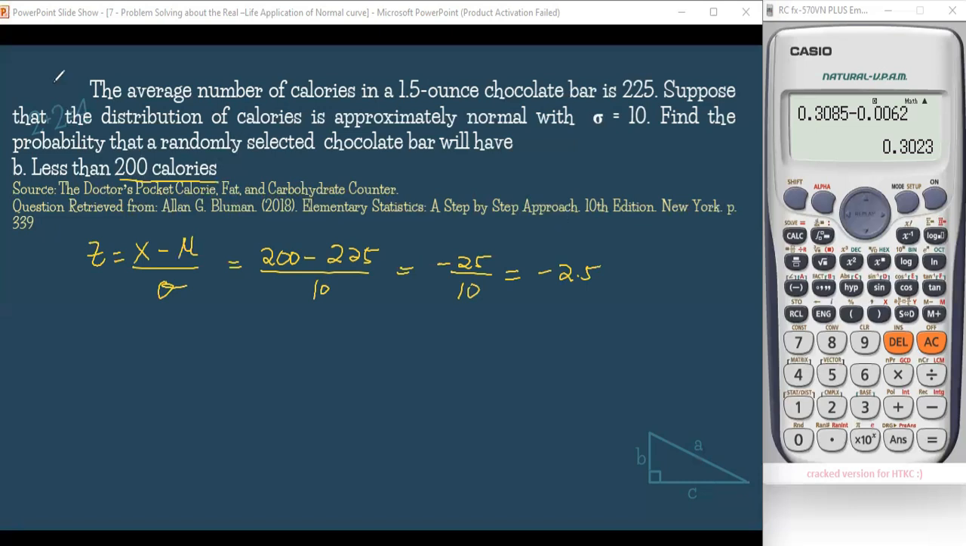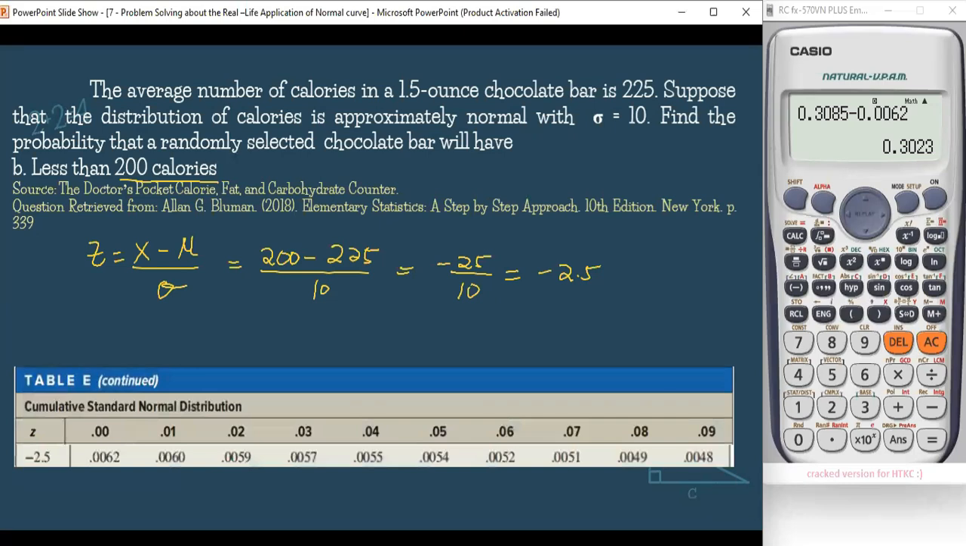And a while ago po, in our table, negative 2.5 has the area of 0.0062. So siya po yung magiging area natin. So the area po of z to the left of negative 2.5 is equal to 0.0062. So my dear students, siya na po ba yung answer natin? So yes, bakit po? Less than naman siya eh.